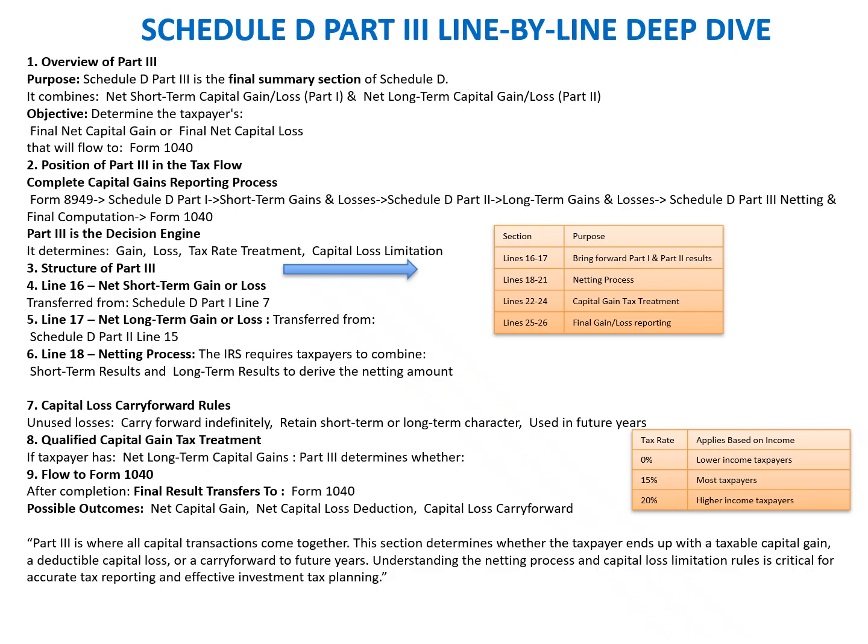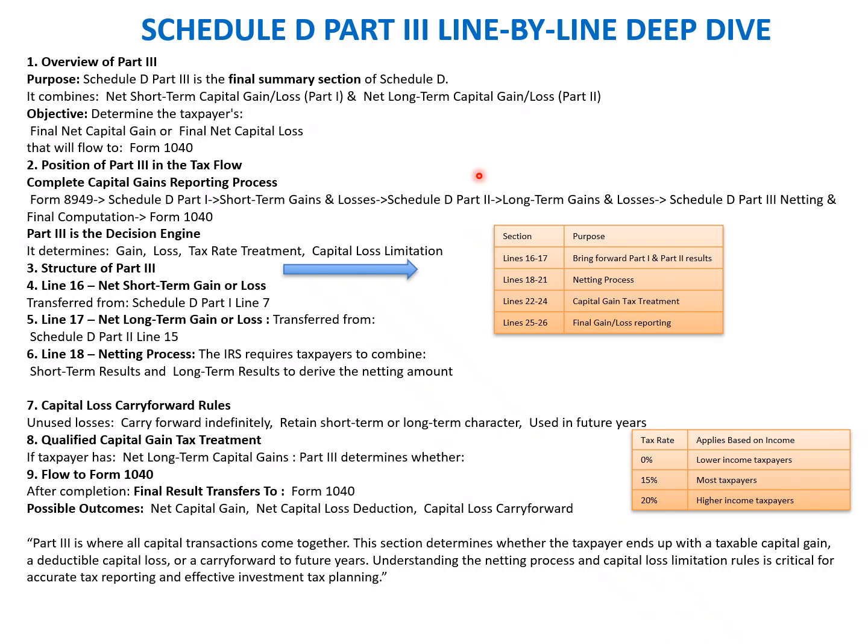So we are in the last leg of Schedule D, which is Part 3. The purpose of Schedule D Part 3 is that it is the final summary section. It combines the net short-term capital gain or loss and the net long-term capital gain or loss reported in Part 1 and Part 2. The objective is to determine the taxpayer's final net capital gain or final net capital loss that will flow from Schedule D to Form 1040. As for the position of Part 3 in the tax flow, information from Form 8949 flows into Schedule D Part 1.